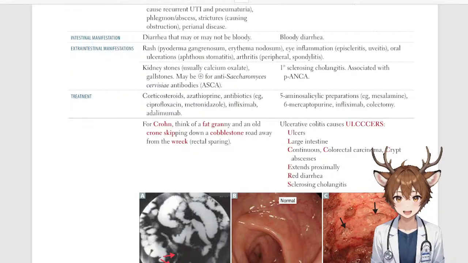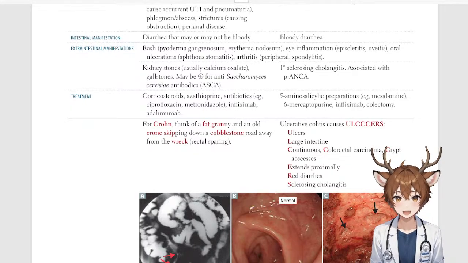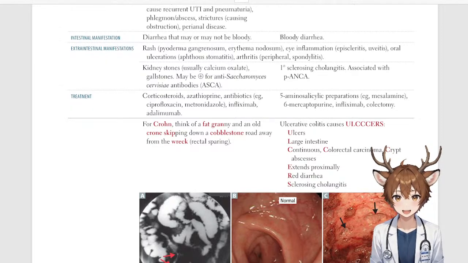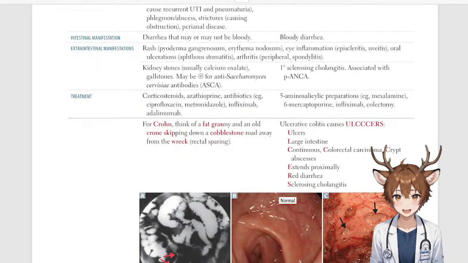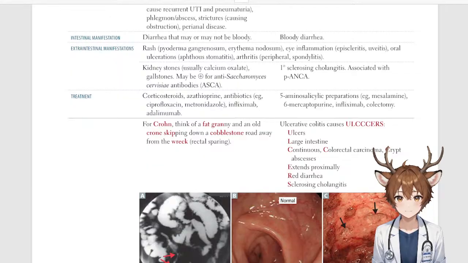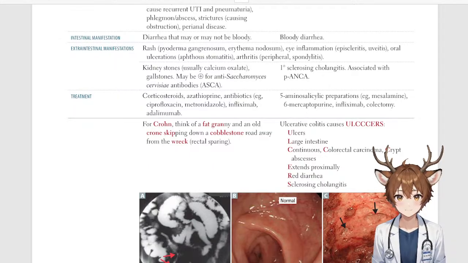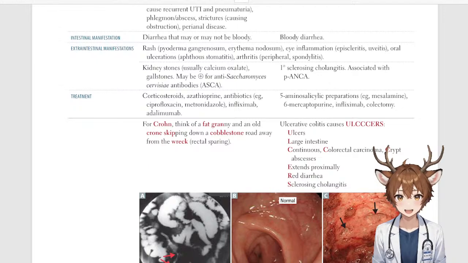And there's a little thing here on the bottom for you to read as well. It says here, for Crohn's, think of a fat granny and an old crone. Crohn's like a witch. Well, not exactly, but it can be. Sort of like a very, very old woman. Maybe she's a witch, who knows, right? But she's a crone. Skipping down a cobblestone road away from the rectal sparing. Okay. So that's Crohn's disease. Think about a fat, old granny, crone, cobblestone road thing. UC, think about ulcerative colitis causes ulcers, large intestine, continuous, colorectal carcinoma, crypt abscesses, extends proximally, red diarrhea, sclerosing cholangitis.